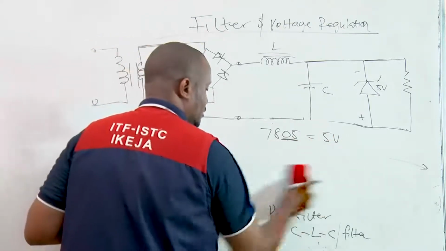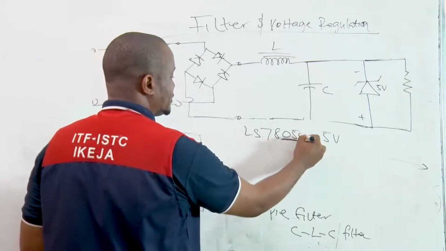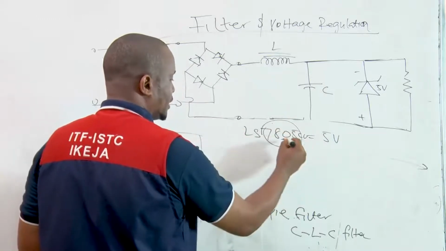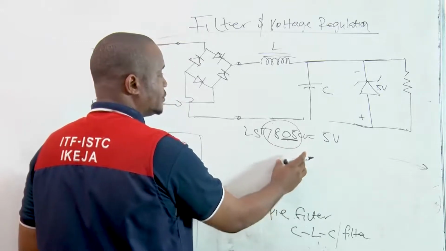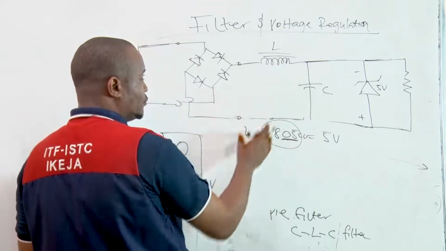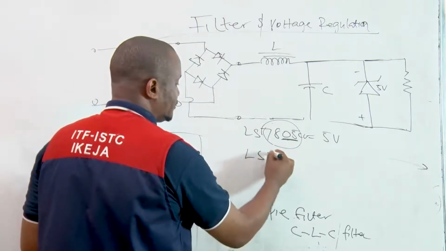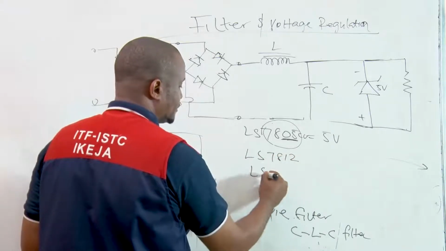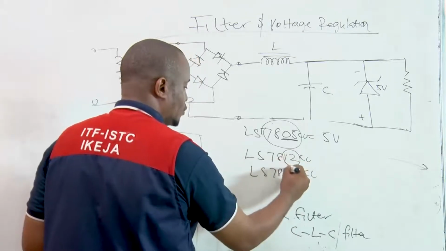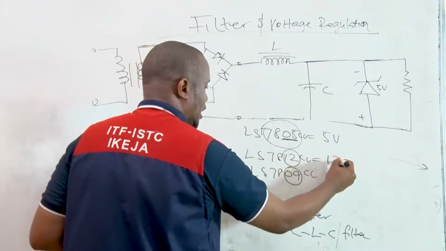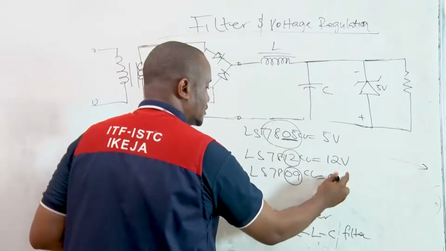So when you see a regulator with this inscription, LS7805CV, pick this number and look at the last 2 digits. That is the value of the permissible voltage that is allowed to flow from the voltage regulator. So in other words, if I have 7812 and 7809, the output voltage from the first voltage regulator is 12 volts, and from the second is 9 volts.